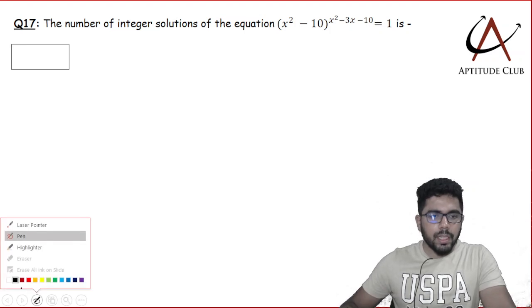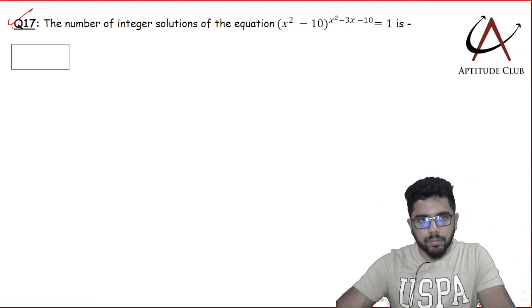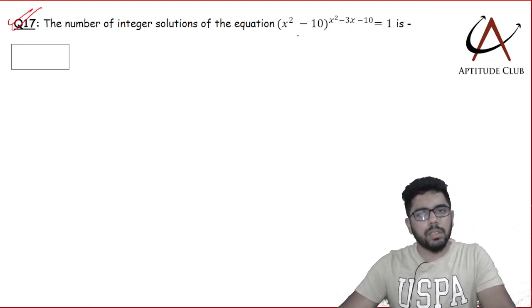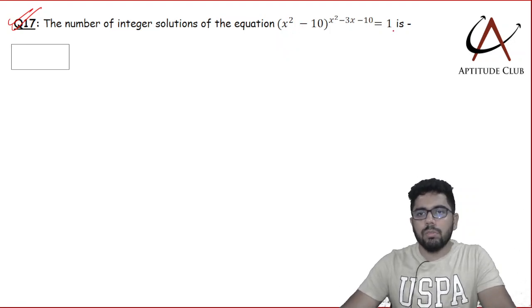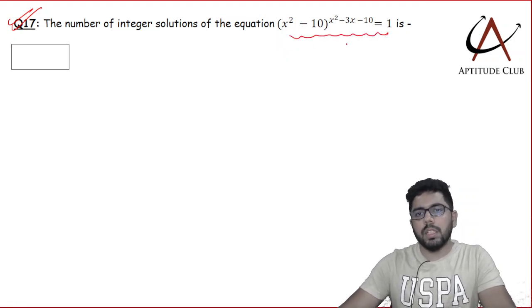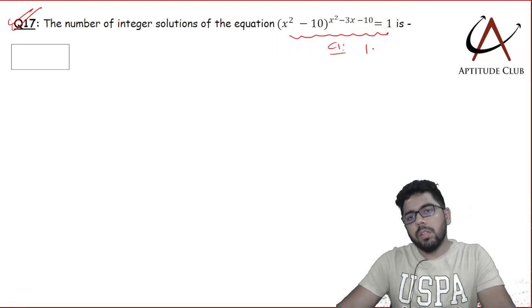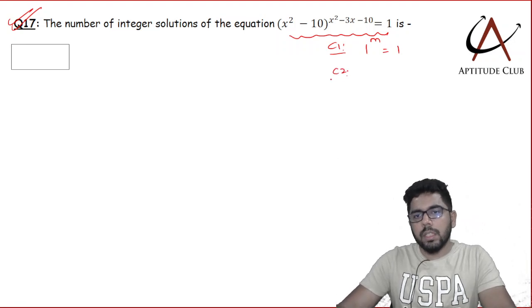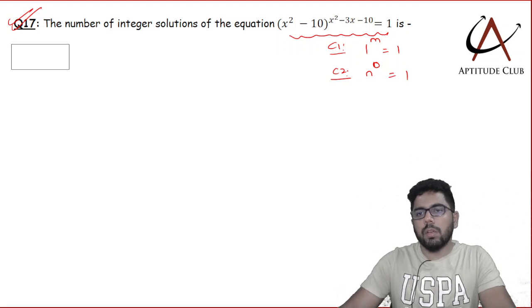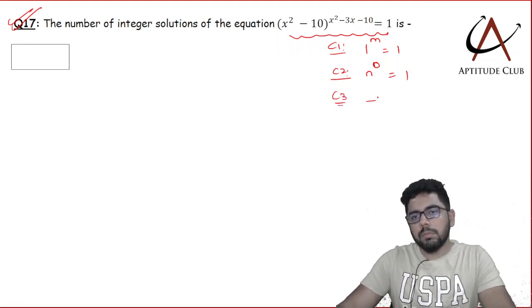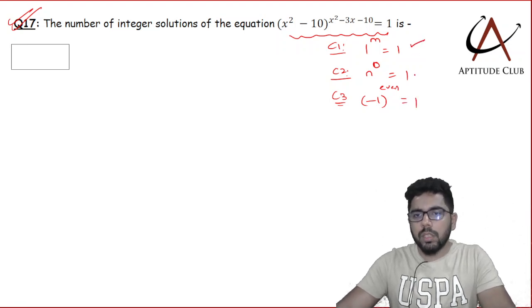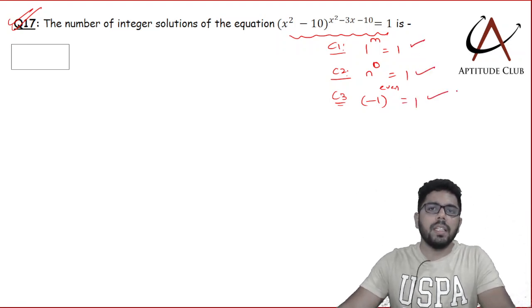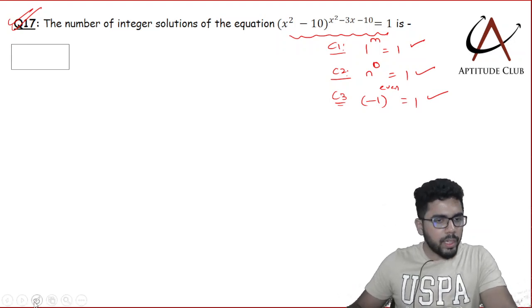Now this kind of question has been asked repeatedly in the past. Something to the power something is equal to 1. When you have these kinds of questions, there are 3 possible cases. 1 to the power anything is 1. The second case is anything to the power 0, which is 1. And the third case is minus 1 to the power an even number, which is 1. You have to think of all 3 possible scenarios and you'll easily arrive at the answer. Let us see.